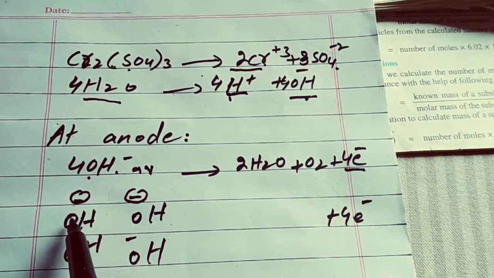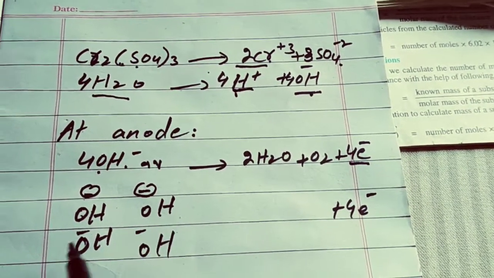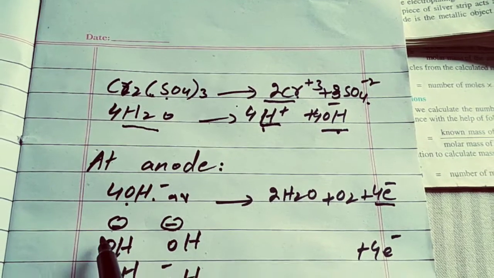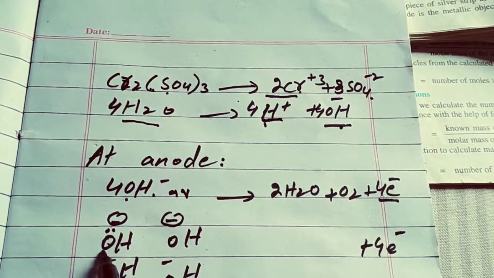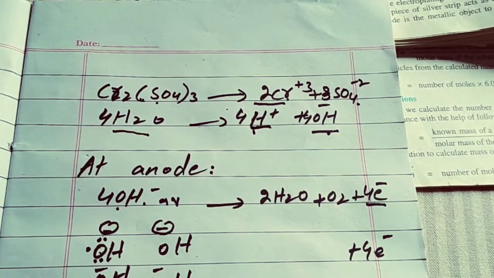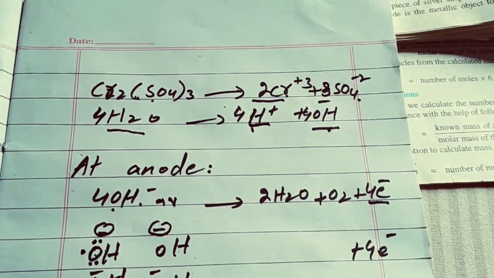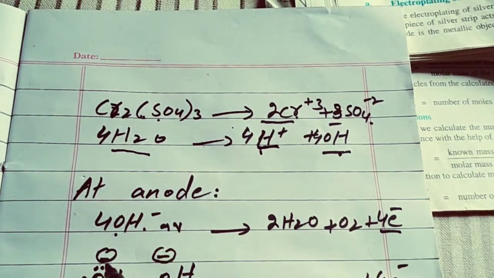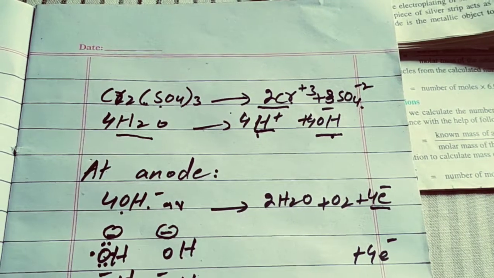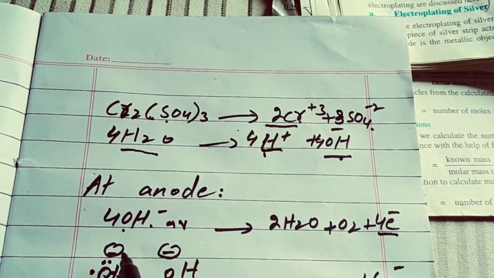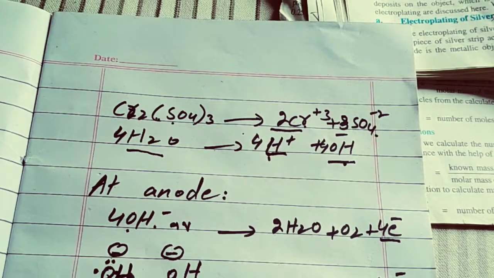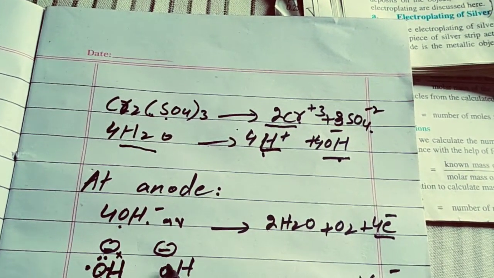After that we have 4 OH, and we know that OH has 8 electrons, with 2 lone pairs and 2 bond pairs in it. When it loses an electron, it shares 1 electron with hydrogen.